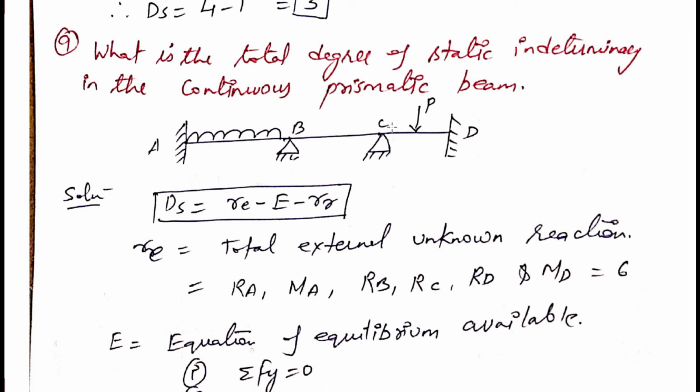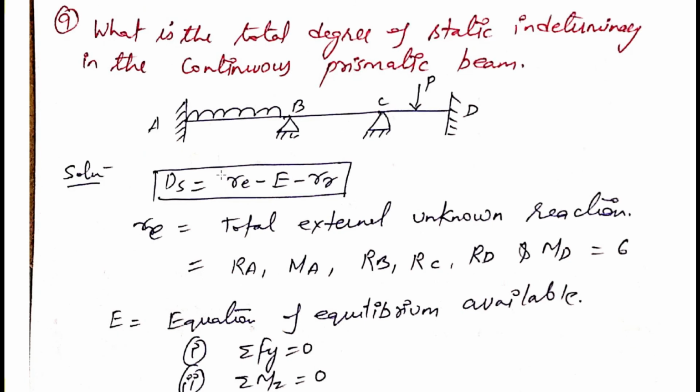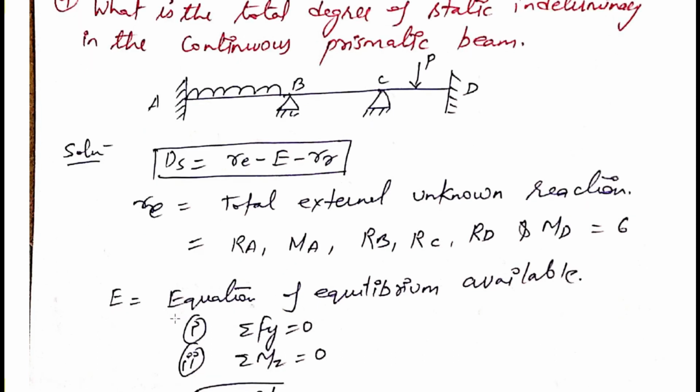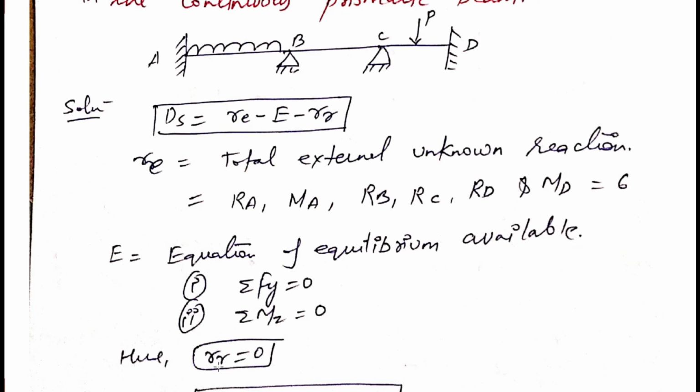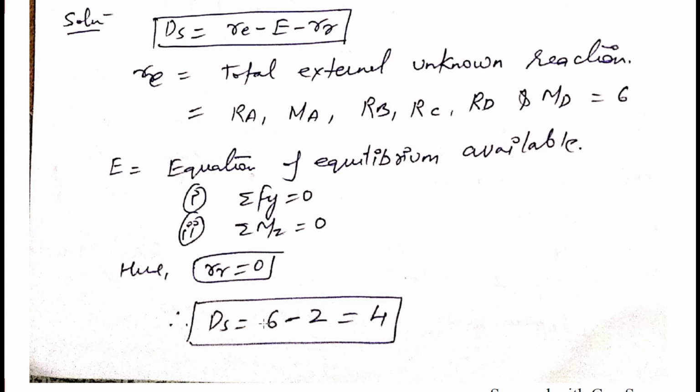As we know the concept, for vertical loading we are not considering horizontal reactions. So available equations we are having only two this time, one is vertical and another one is moment. Total external reactions are two here, three, four, five, six. So RE value is six, and the equations of equilibrium are only summation of Fy equal to 0 and Mz equal to 0, and RR value is 0 as we are not having any internal hinge here. So DS can be found as 6 minus 2 is equal to 4.